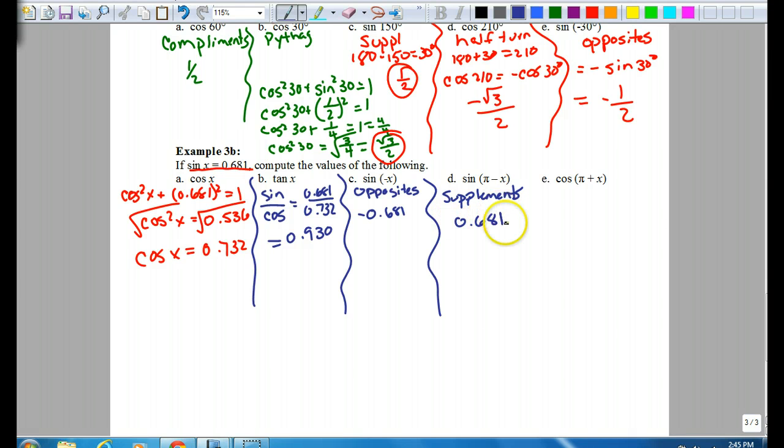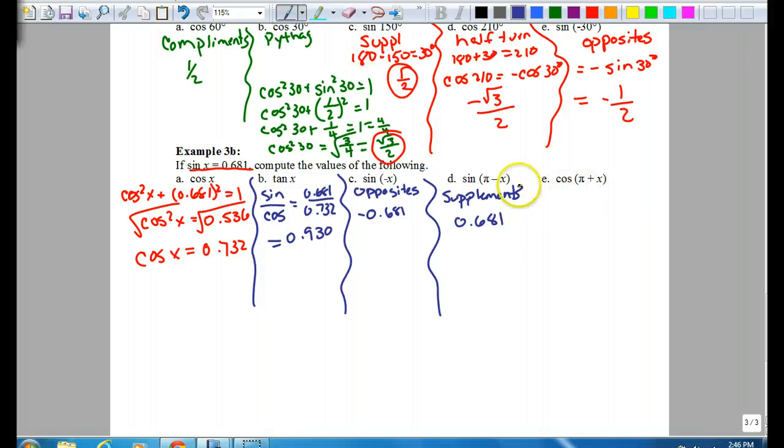0.681. Why? Because our theorem tells us that if you take the supplement of this one and put it in, you're going to end up with the same value out. So if we do 180 minus 0.681, it'll equal whatever it equals. But with 180 minus x, whatever x was, you're going to end up with the same value for the sine.